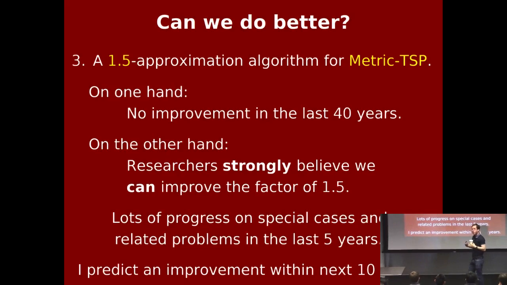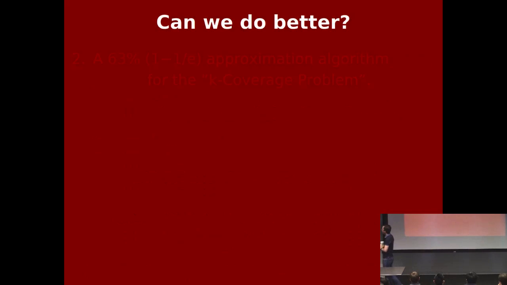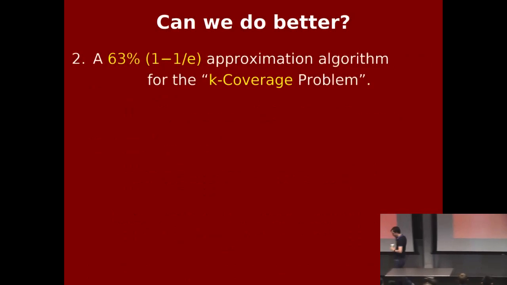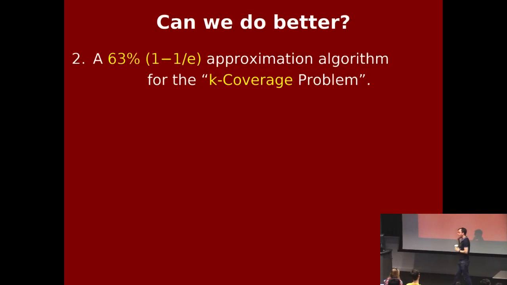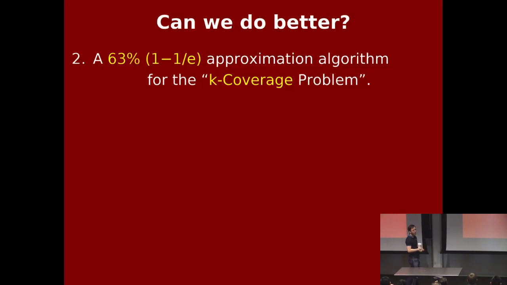As I said, it's an area that has a lot of active research, approximation algorithms. OK, let's go back to this Pokemon problem, the K-coverage problem, where we got the 63% approximation. You always found k trainers that got at least 63%, or 1 minus 1 over e, of the best solution. Can we do better than this?